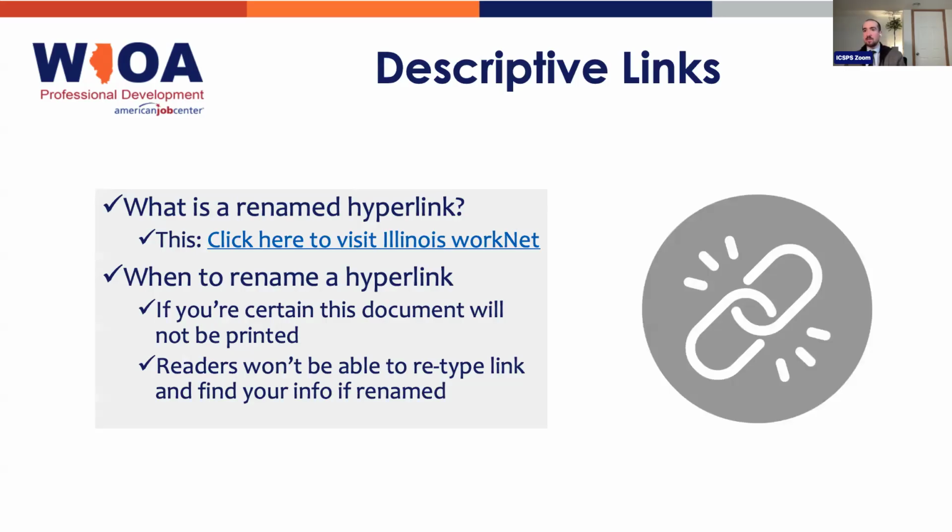Descriptive links. So first of all, what is a descriptive link? A descriptive link is a renamed hyperlink. So it doesn't say the HTTPS forward slash whatever, www, whatever. It says text. So if you could look at my example here, it just says click here to visit Illinois WorkNet versus the full Illinois WorkNet URL. It makes text look a little bit cleaner. It makes screen readers not have to read a bunch of jumbled text for a hyperlink.